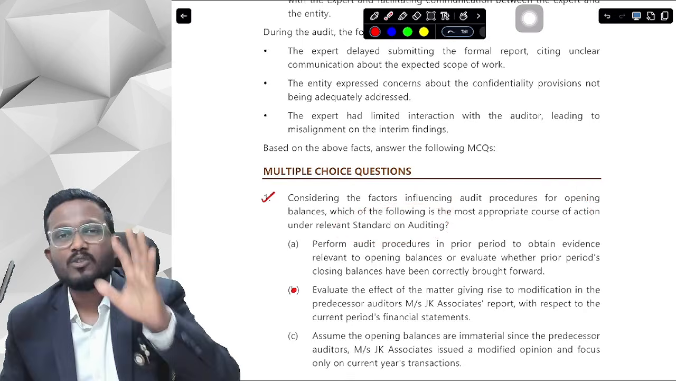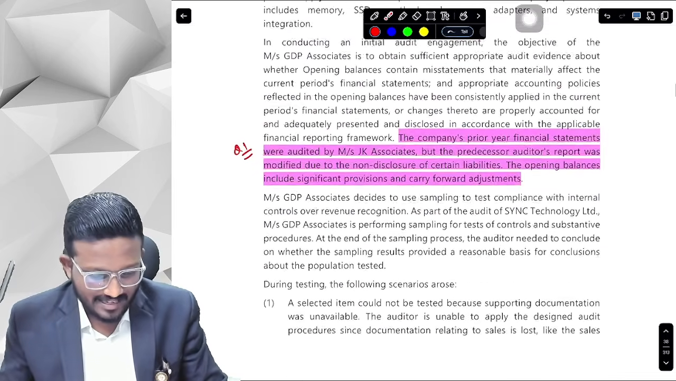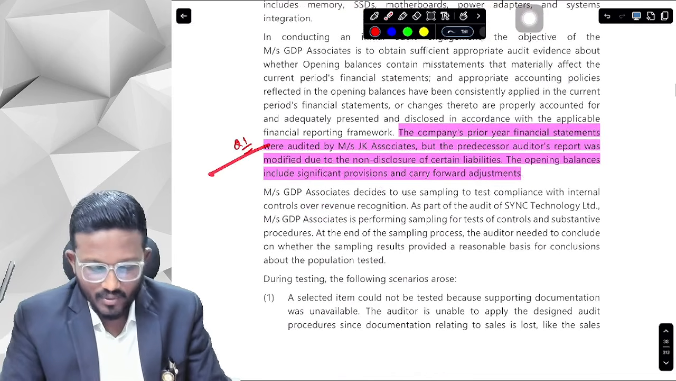So basically, what is the most appropriate course of action in case of opening balances? Let's see. We have to study the case scenario over here. So what has happened, sir?